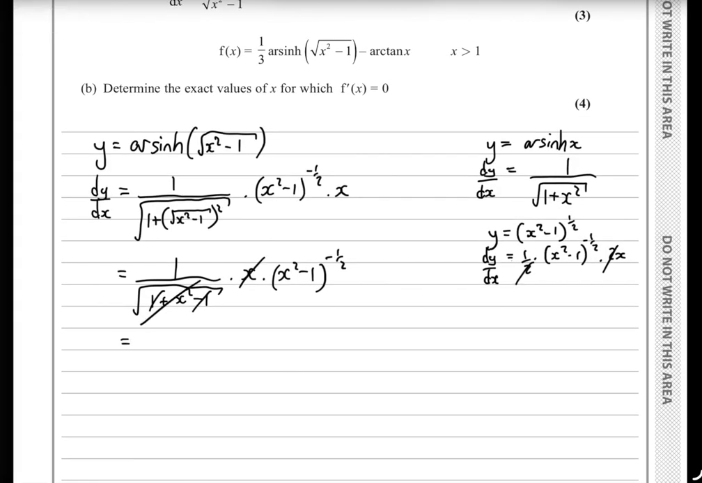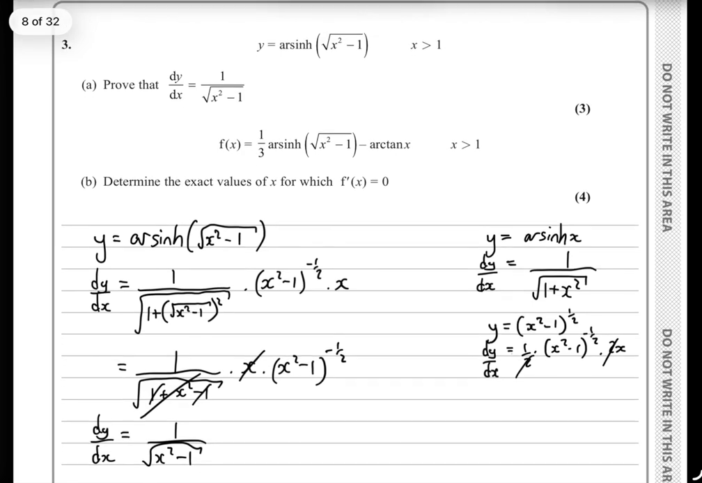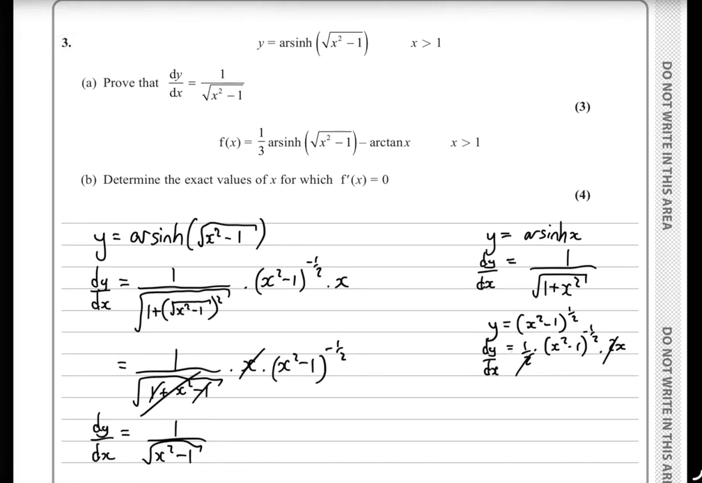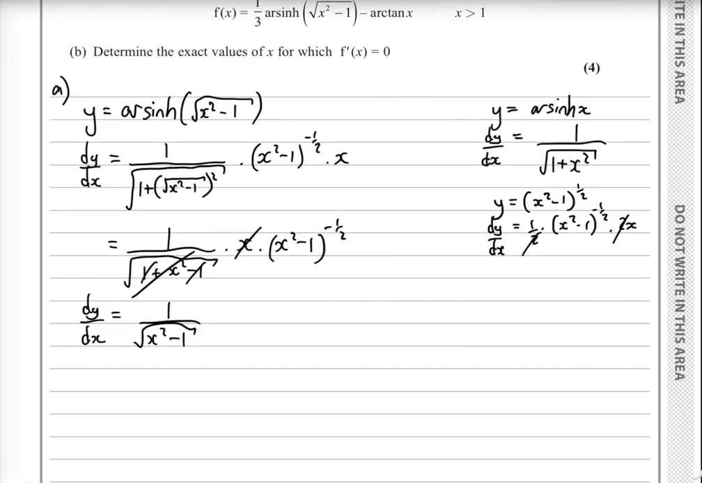That all cancels with that, and we get 1 over square root of x squared minus 1. Having proven that, we now have f of x is equal to that fairly messy looking thing. Determine the exact values of x for which that equals 0. So that was all part A.